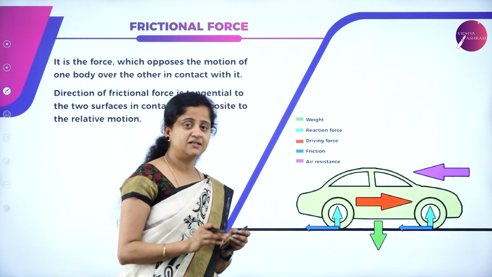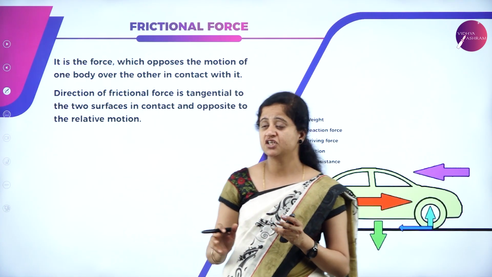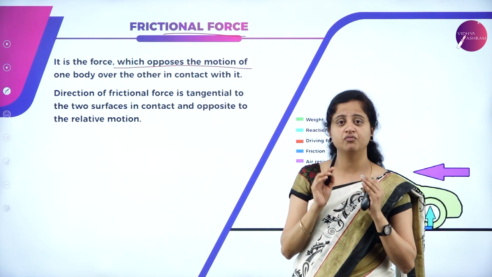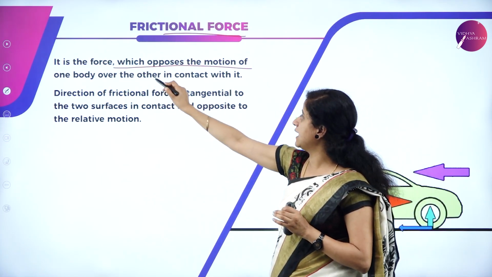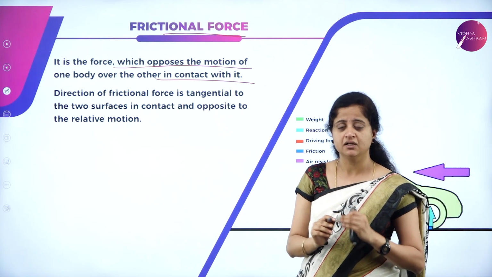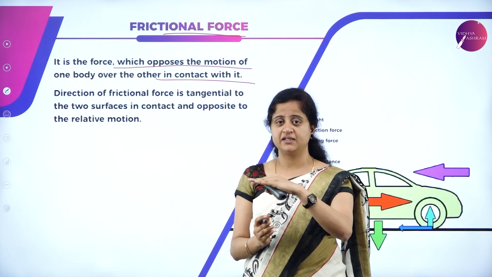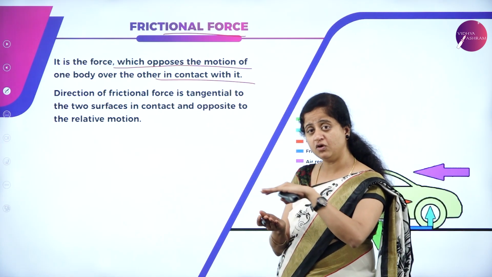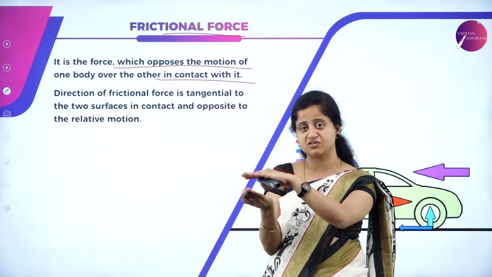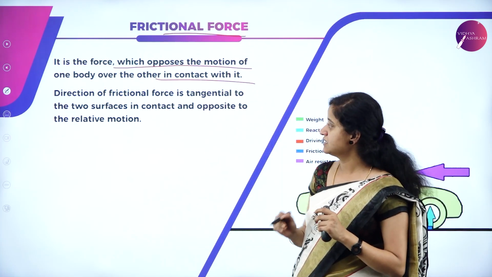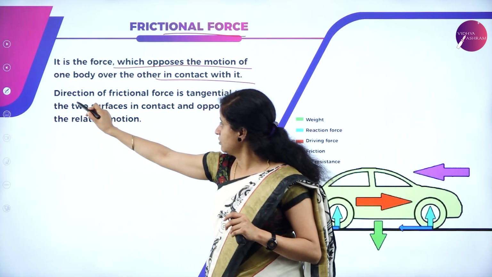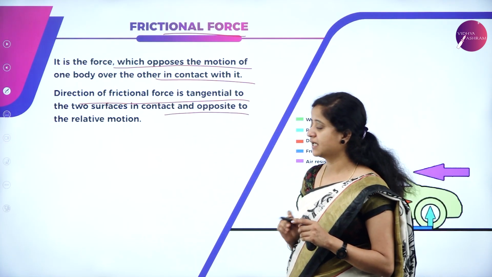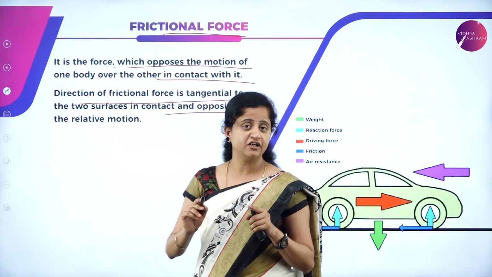Now we will understand what is frictional force. It is nothing but the force which opposes the motion of one body over the other body which is in contact with it. If one body is moving on the other body, it is the force which opposes the motion of one body on the surface of the other body. We will call it frictional force. The direction of frictional force is tangential to the two surfaces in contact and opposite to the relative motion.